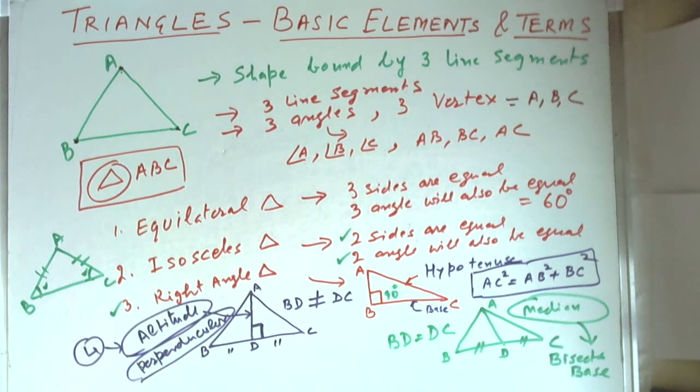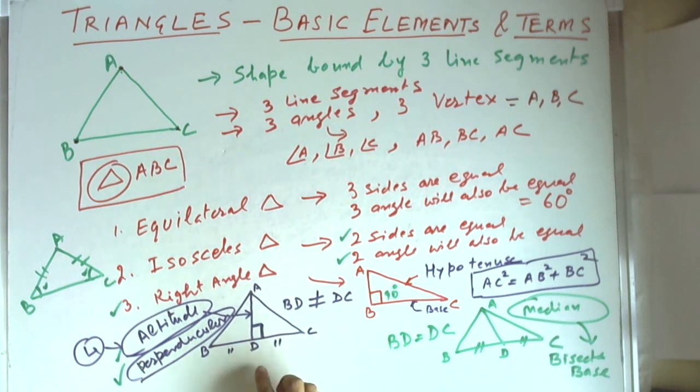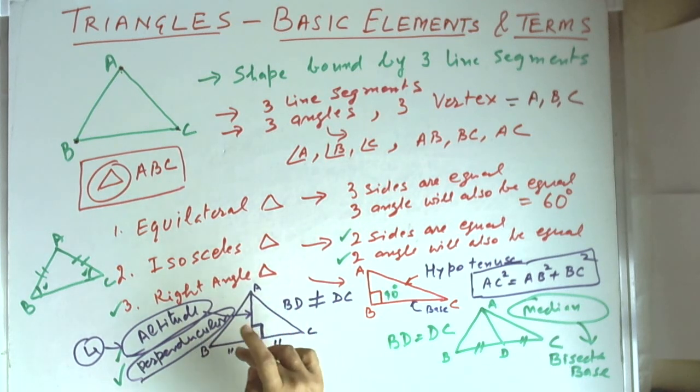Then we learned what altitude or perpendicular is. There are two names for this, altitude or perpendicular. And this is the shortest distance from the vertex to the base. In this case, the angle formed at the base is 90 degrees, but it may or may not bisect the base. I am repeating, it may or may not. BD may be equal to DC, or BD may not be equal to DC.